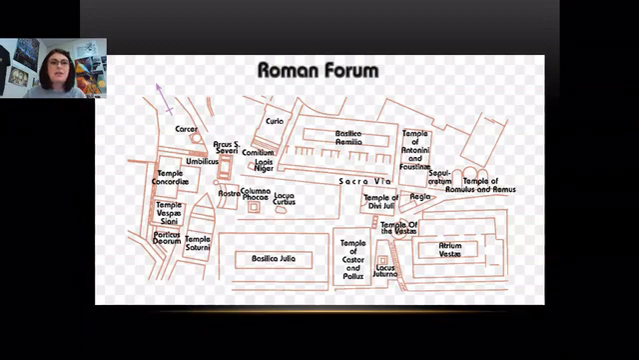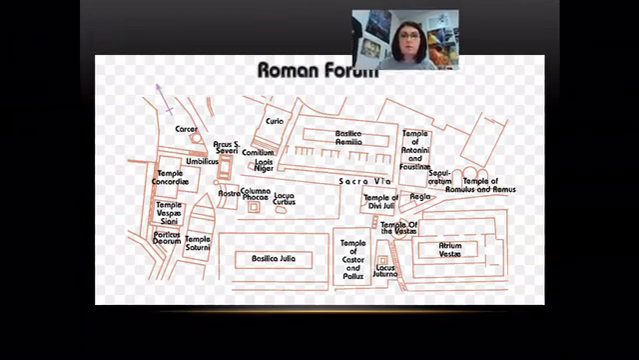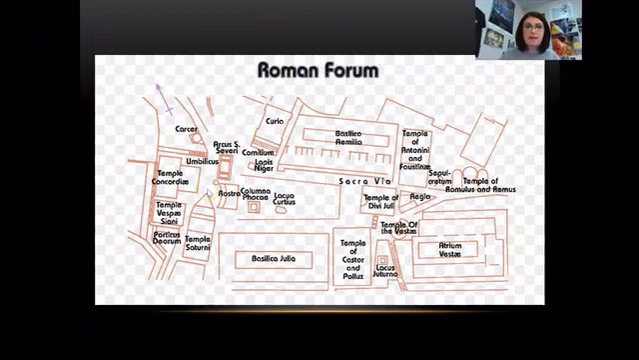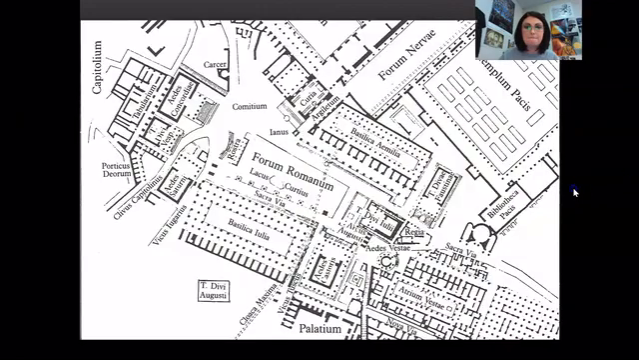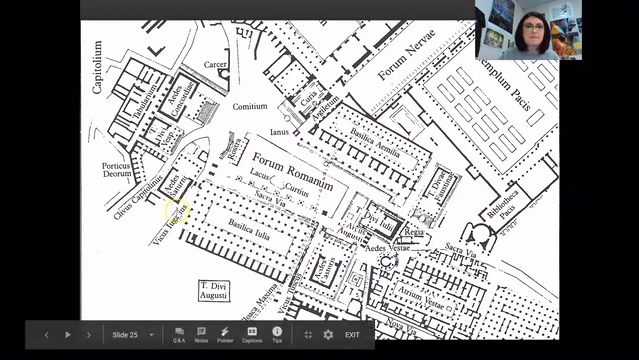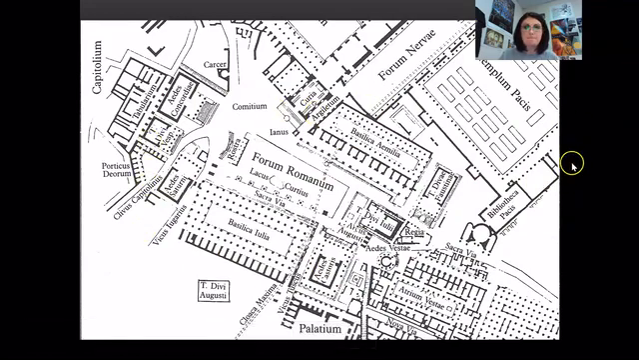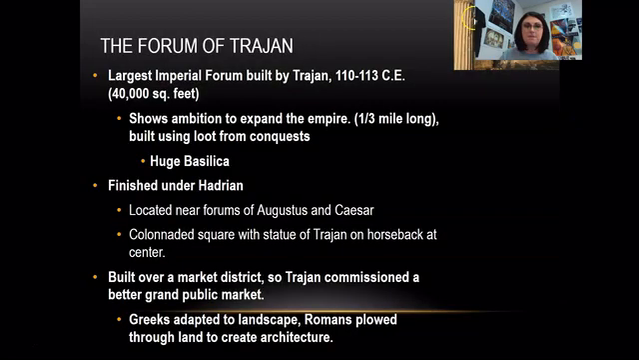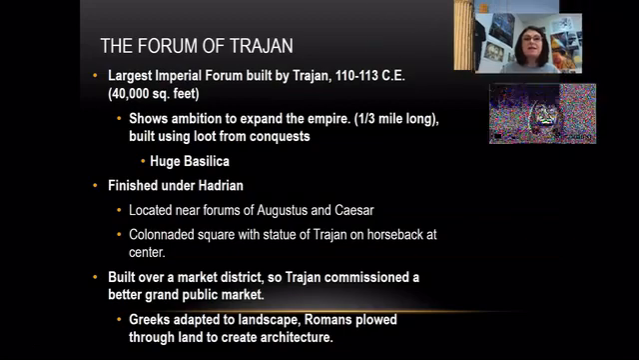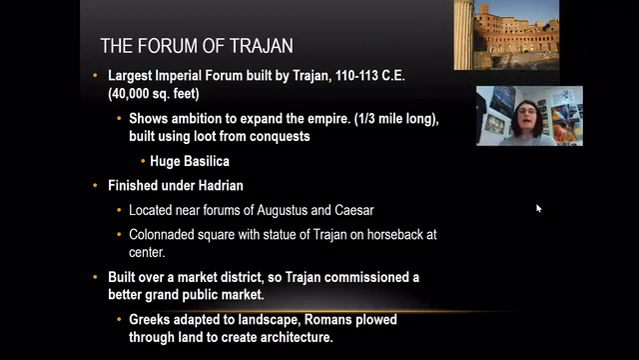As you can see here, looking at how the forum would have looked before we get the forum of Trajan, you can kind of see what we were looking at here. This is another view of it. And you can see Nerva's forum up here at the top. So you can see that he added onto one for himself. The biggest imperial forum that we're going to have is the Forum of Trajan, all right?